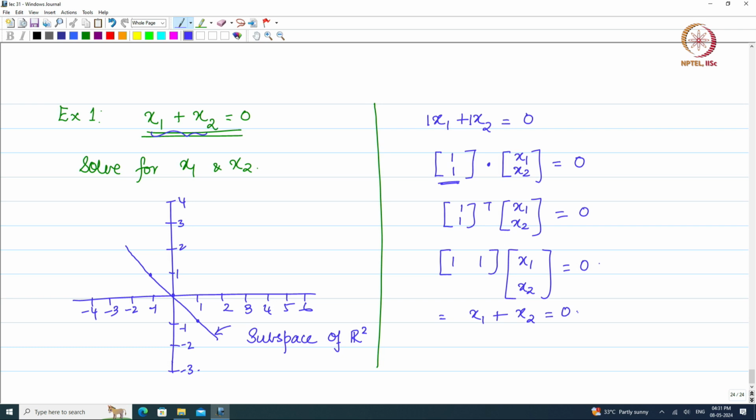Now essentially what am I asking for? I am looking for a set of vectors which are orthogonal to this vector 1 1. What is orthogonal to this vector 1 1? This is the vector 1 1 that I have. If you take every point on this line, that is going to be orthogonal to this vector 1 1. Is that right? Any point on this line that you take, say 1 minus 1, 0 0, minus 1 1, 2 minus 2, minus 2 2 and so on, will be orthogonal to this vector. Is that right?